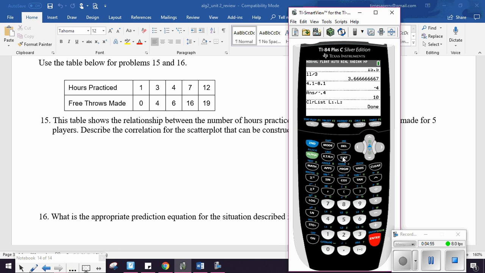Now you can go to Stat, Edit, to enter the data. So we have 1, enter, 3, 4, 7, 12. We would have 0, 4, 6, 16, and 19.